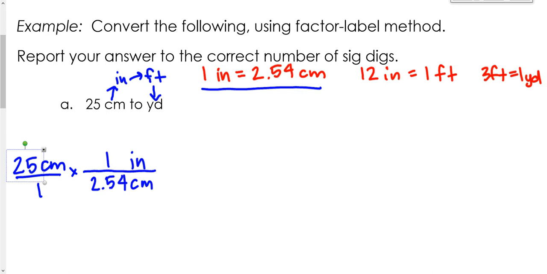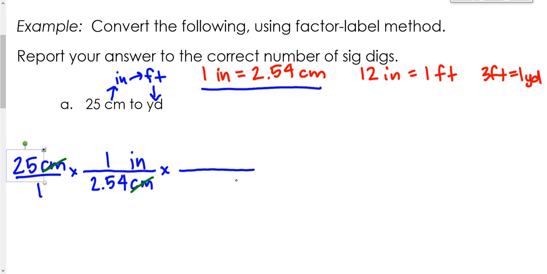Now what's really helpful here, and I will do it in a different color, is for you to cross out the units that have divided out, because you want to know that you don't need to worry about them anymore. So I no longer care about centimeters. They are gone, but now I have inches. So I'm going to keep going. That's not my final unit that I want.